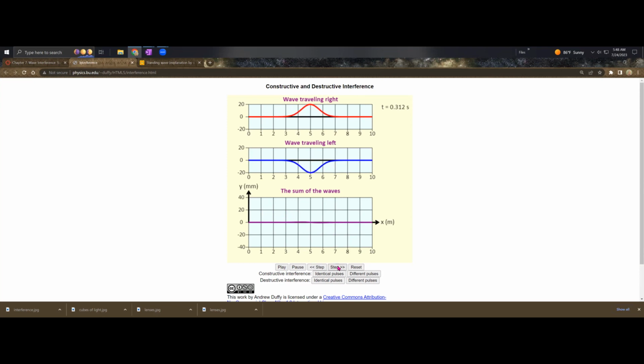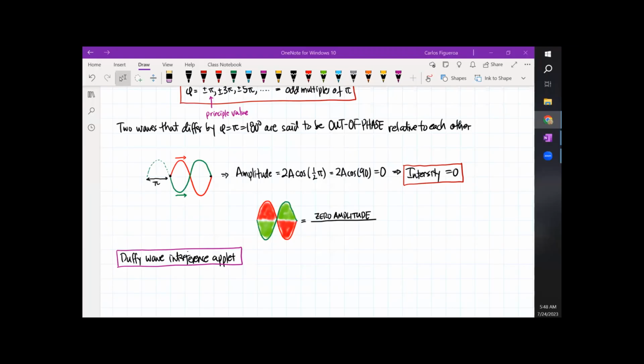Now, another thing is that this word interfere is a misnomer, because look what happens to the waves. Interference typically means you're interfering, you're blocking something, but check this out. If I just play it, you could see that the waves afterwards do not change shape whatsoever. But destructive interference occurs for just a brief moment here. So I made copies of the Duffy applet, and I want to show you this.